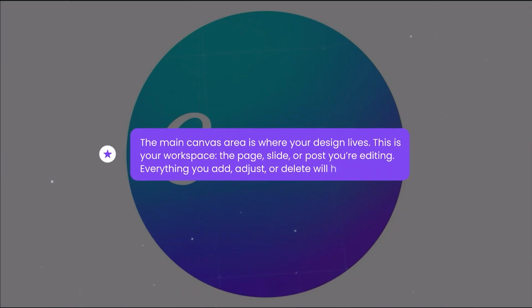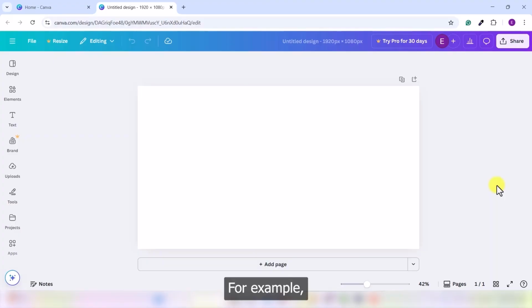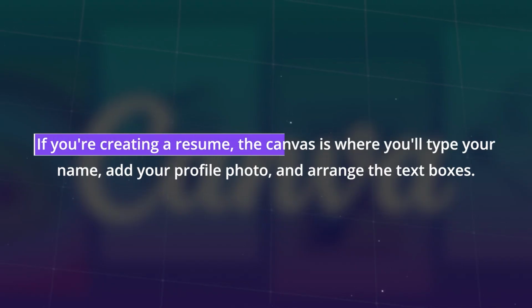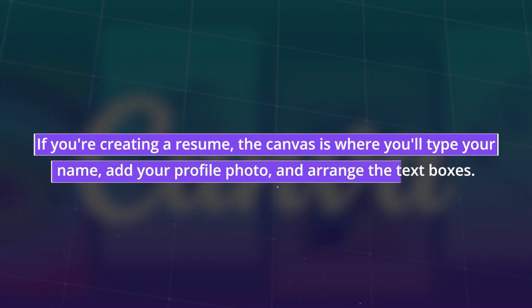The main canvas area is where your design lives. This is your workspace, the page, slide or post you're editing. Everything you add, adjust or delete will happen here. For example, if you are creating a resume, the canvas is where you will type your name, add your profile photo, and arrange the text boxes.